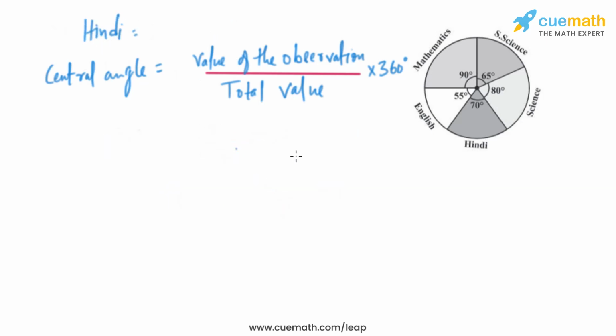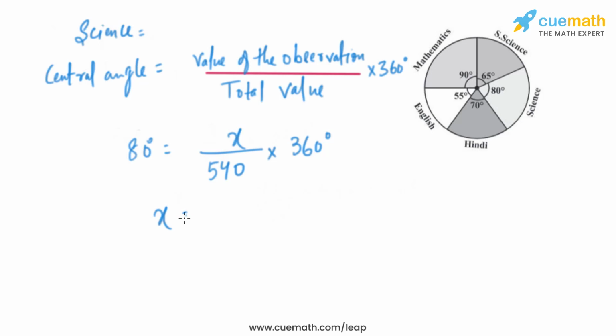Now let's move on to Hindi. The central angle that is given is 70 degree, that equals to x divided by 540 multiplied by 360, and from there we will get the value of x, the marks obtained in Hindi, that is 105 marks. Now let's move on to science. The central angle is 80 degree, so it will be 80, that equals to the marks obtained in science divided by the total marks, which is 540 multiplied by 360 degree. So on solving this, we will get the value of x, the marks obtained in science, that is 120 marks.